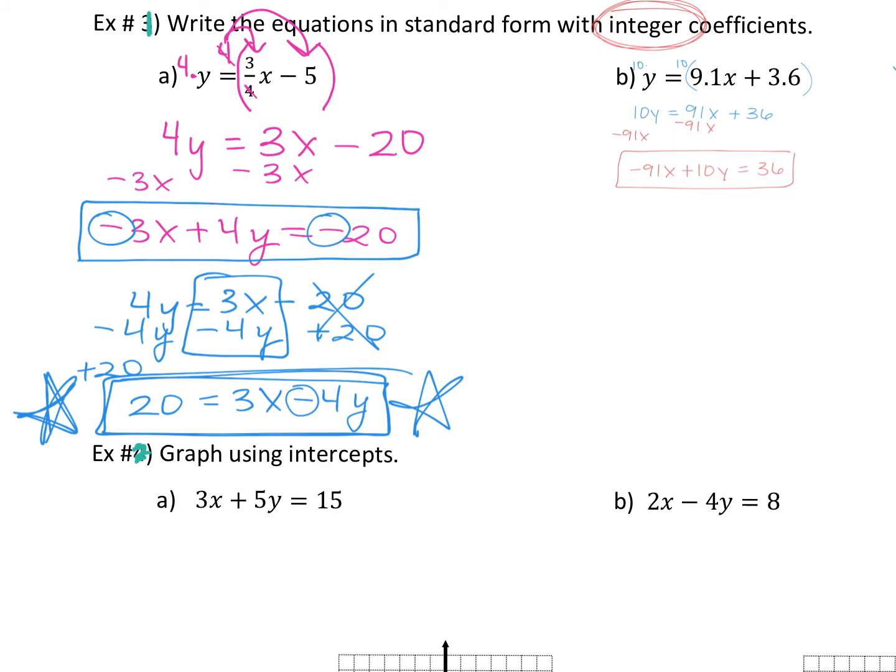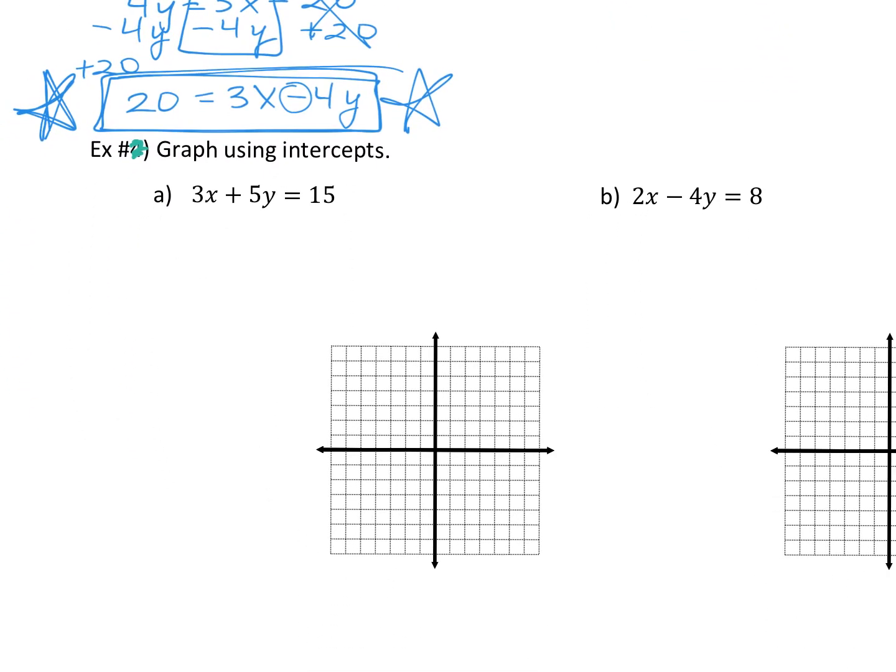Okay. Graphing. I love graphing with intercepts. I think this is the easiest way to graph. If we are trying to use intercepts to graph, we're saying where do we hit the x-axis and where do we hit the y-axis, okay? So think about that. If I were trying to find a y-intercept, like this point right here, what's my x value? 0. X is 0 when it's a y-intercept, right?